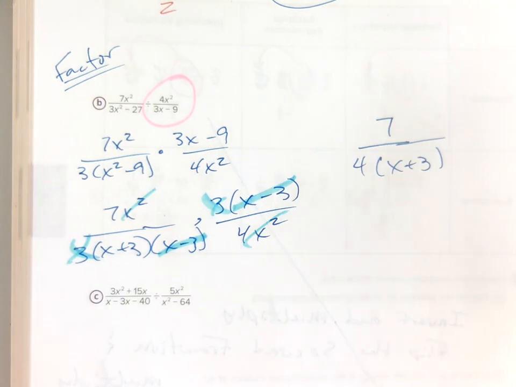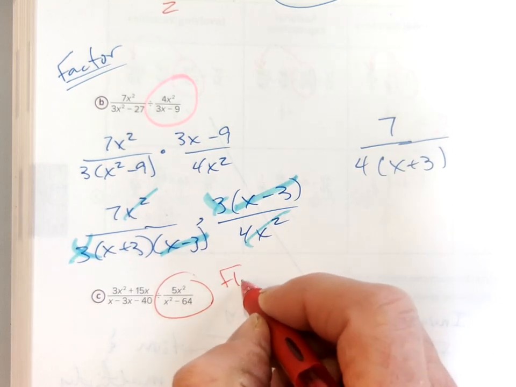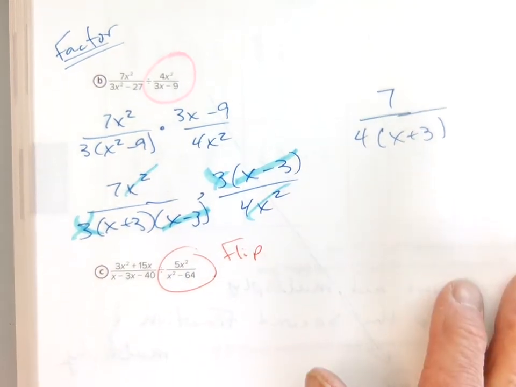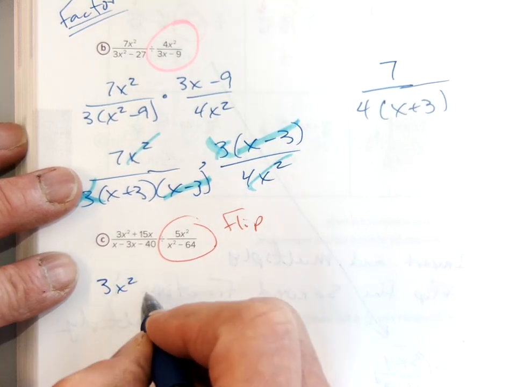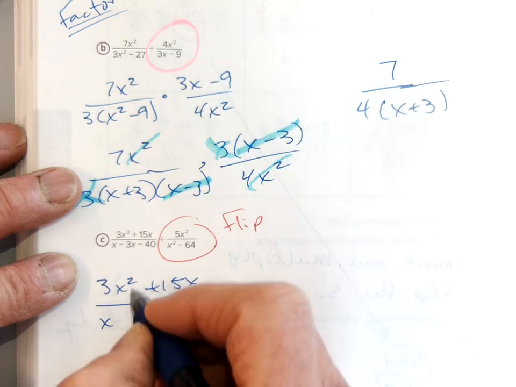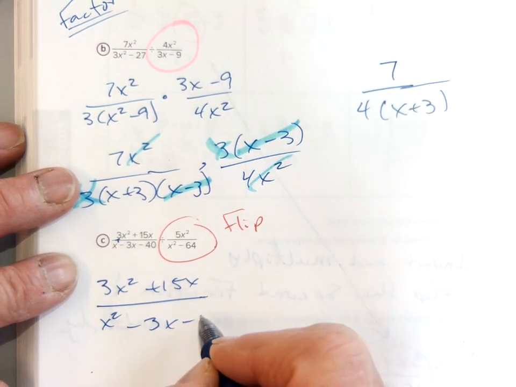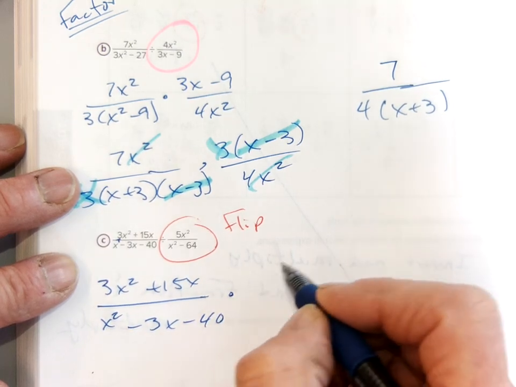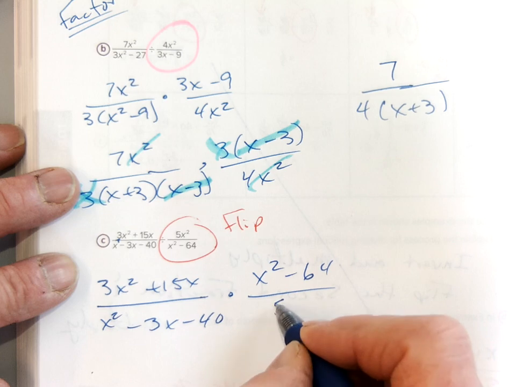Okay? All right, let's do the last one. C. All right, let's flip it first, and then we'll factor. Okay, flip, and then we'll factor. Okay, so let's watch this one. So I'm going to take my 3x squared plus 15x over x. I bet that's x squared. I think they made a mistake. This has got to be x squared minus 3x minus 40 times x squared minus 64 over 5x squared.